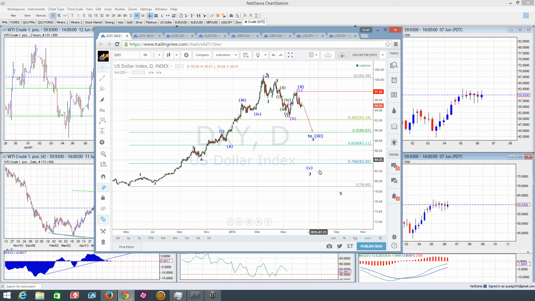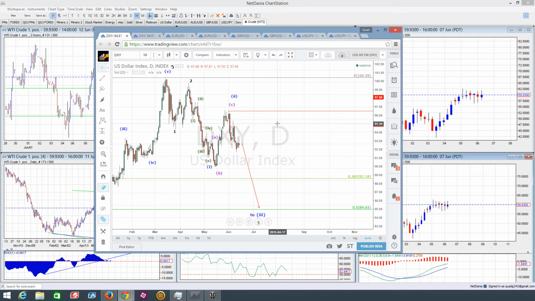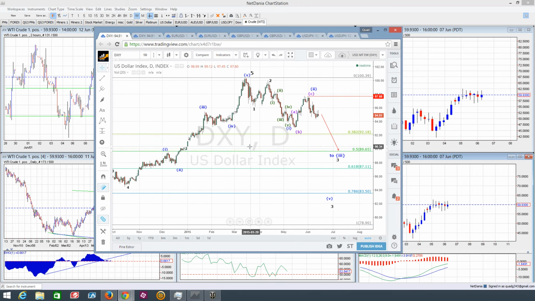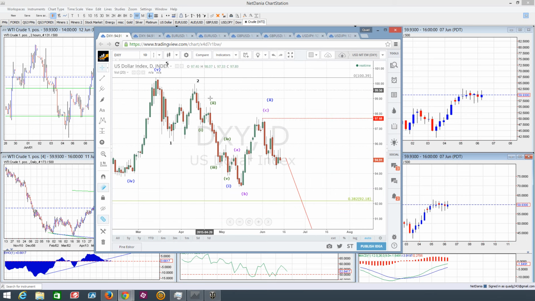It certainly could go further. You certainly could retrace all the way back down to 78, 90 or even lower, and that would set a major high for the dollar, more than likely. But for right now, I do like this count that we have a 1, 2, and then a 1, 2 with an expanded flat ABC that looks finished, and now we're starting another impulsive drive to the downside. Of course, we have to take it day by day.